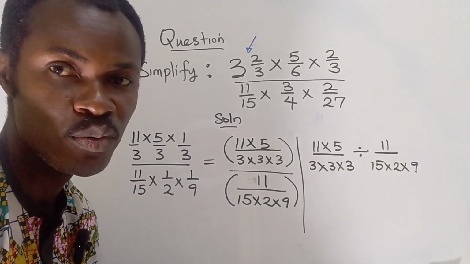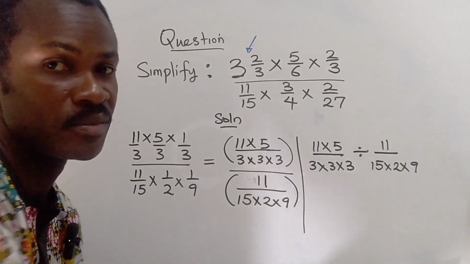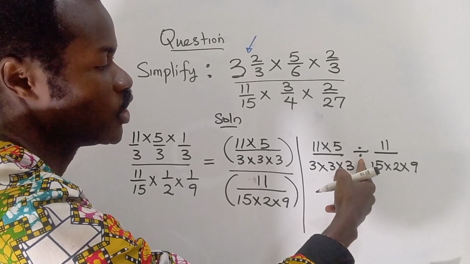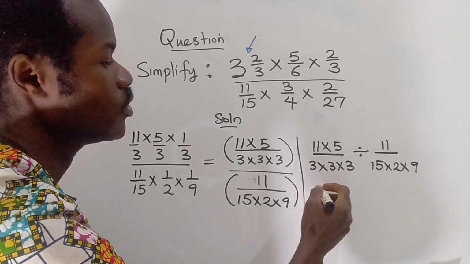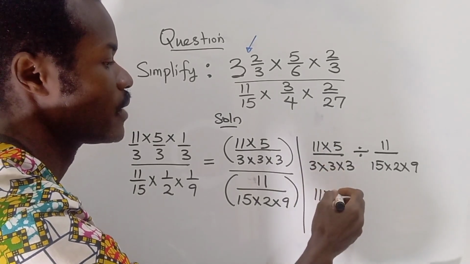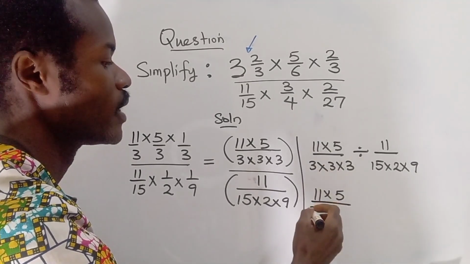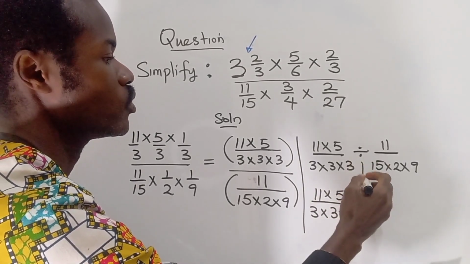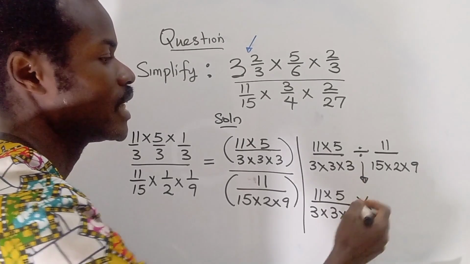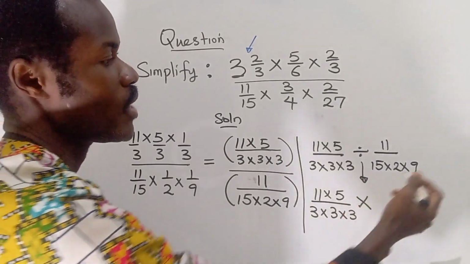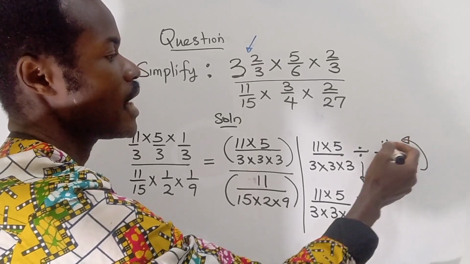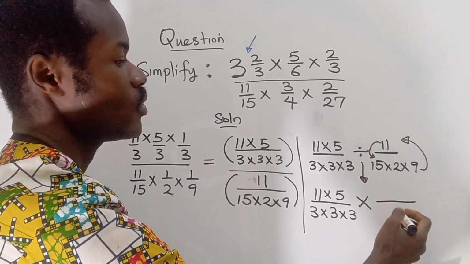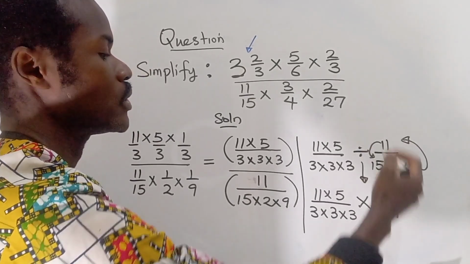Now, what is the principle of division? Whenever you are dividing, you want to change this to multiplication. You have to keep this to have 11 times 5 divided by 3 times 3 times 3. So this we want to change to multiplication, and when we do that, we take all this up and bring this down. So 11 is going to come down and all this is going to go up.